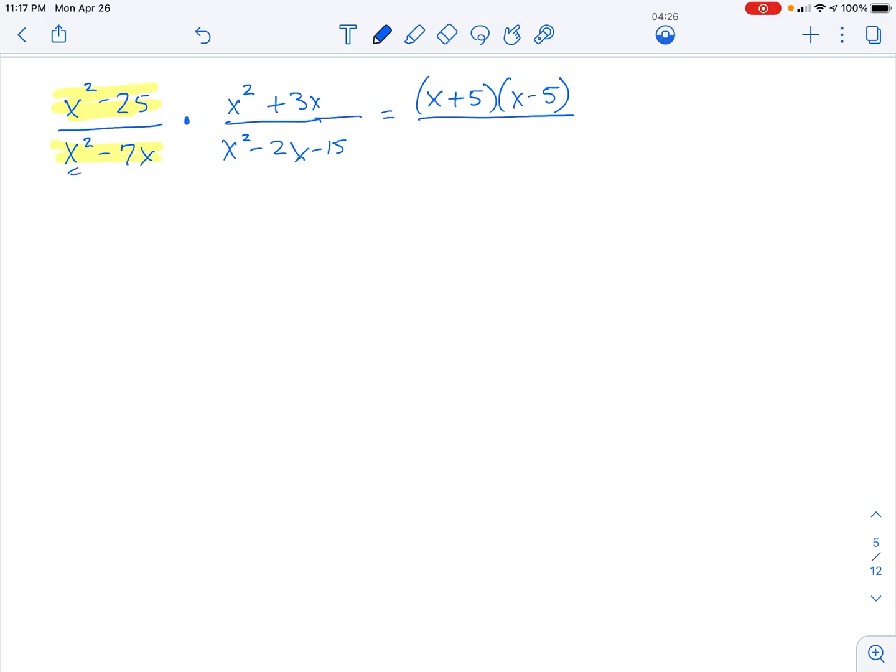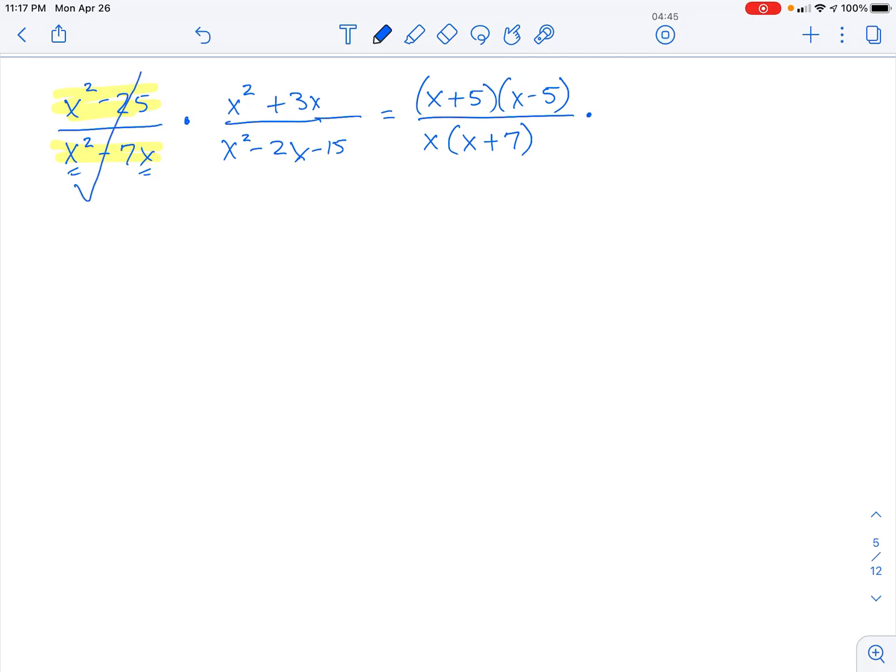x squared minus 7x. Looks like they both share an x in common, so I'm going to factor that out and put back in parentheses what would remain, right? Because if I were to multiply this, I'd have x squared minus 7x, which is what we started with over here.